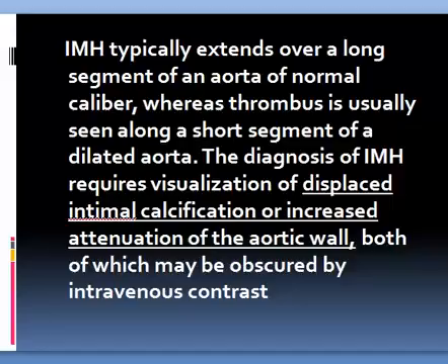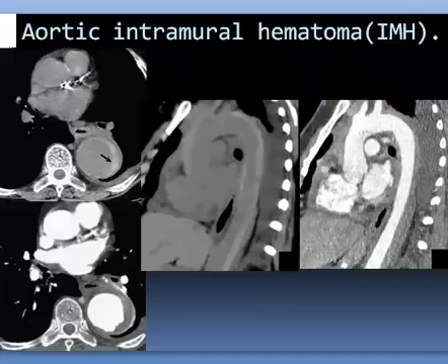The diagnosis of intramural hematoma requires visualization of the displaced intimal calcification or increased attenuation of the aortic wall due to blood density, both of which may be obscured if you give intravenous contrast. So if you give intravenous contrast, you might not be able to detect this intramural hematoma, which displaces the intimal calcification or causes increased attenuation of the aortic wall. So contrast will obscure such changes.